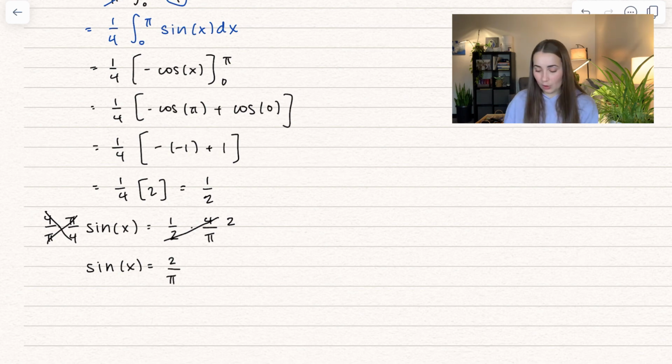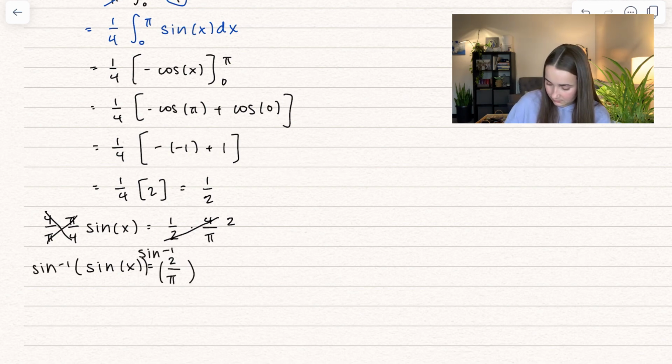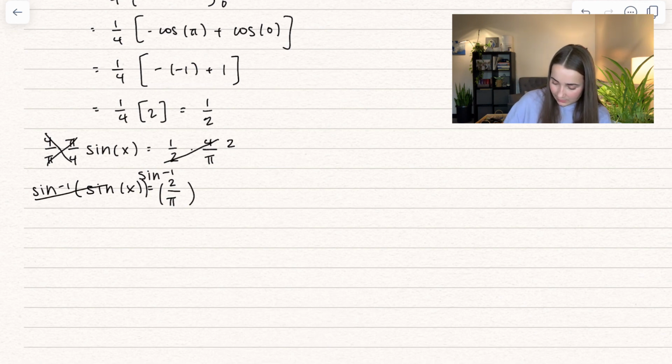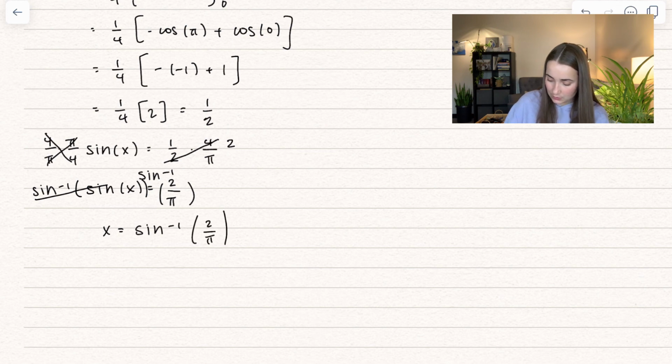In order to get x all by itself, I'm going to go ahead and take inverse sine of both sides. This way, the inverse sines cancel out, and we're left with x is equal to the inverse sine of 2 over pi. I don't know what that's equal to. You can use a calculator, but I'm going to go ahead and leave it at that.